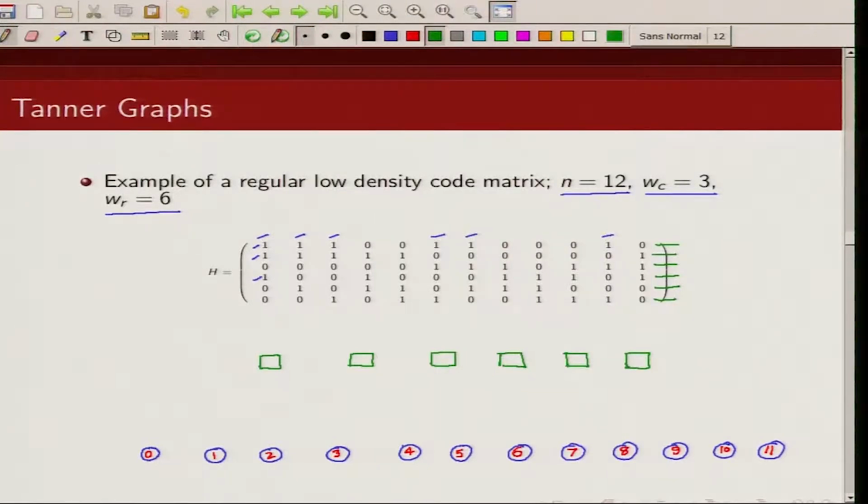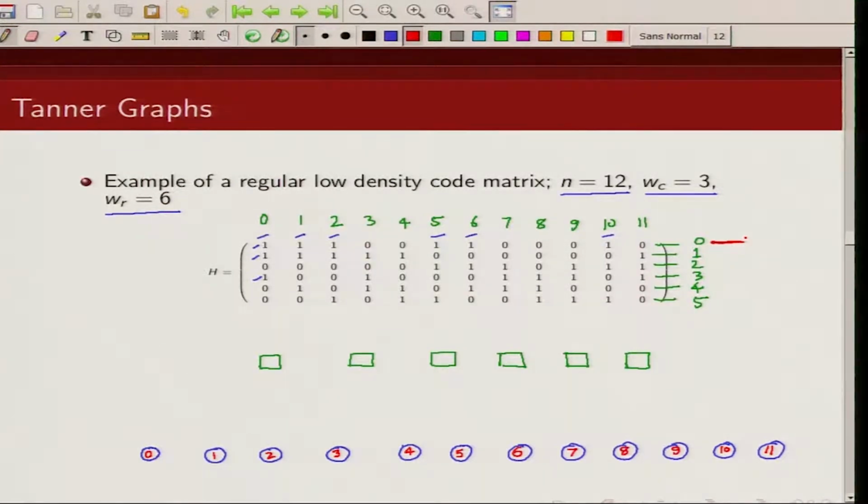Let us just label these bits, that will be easier. So, let us just label 0, 1, 2, 3, 4, 5, 6, 7, 8, 9, 10, 11. Okay. Now, let us similarly label these parity check equations: 0, 1, 2, 3, 4, 5. So, let us look at this one, this 0th parity check equation.